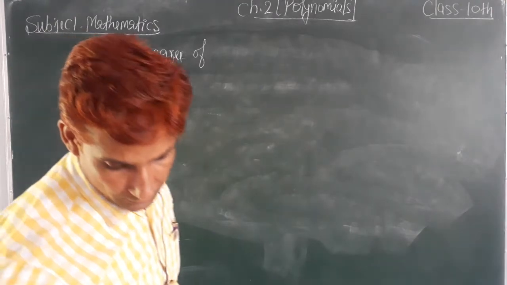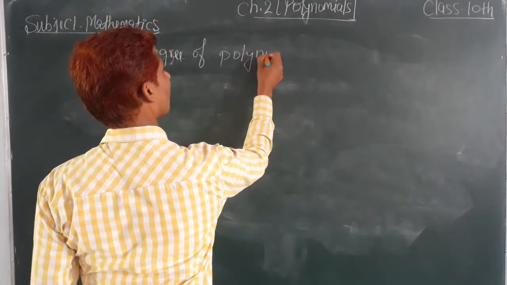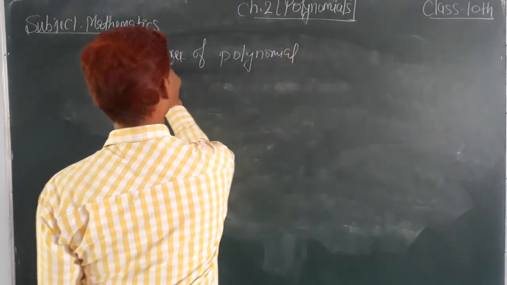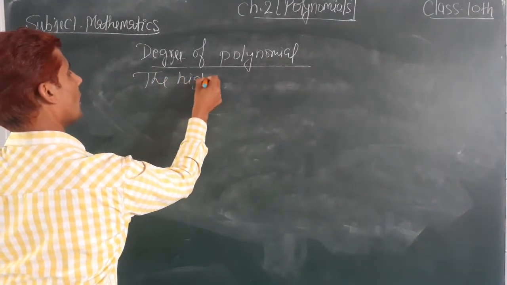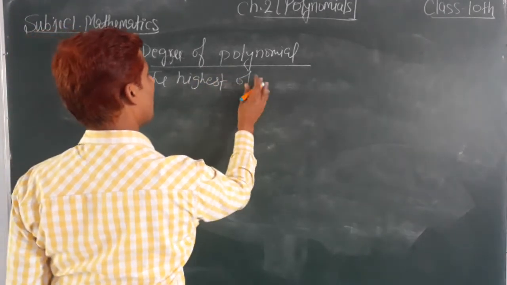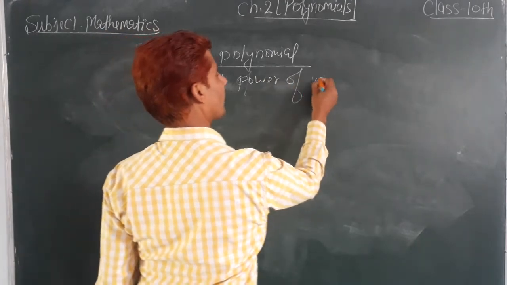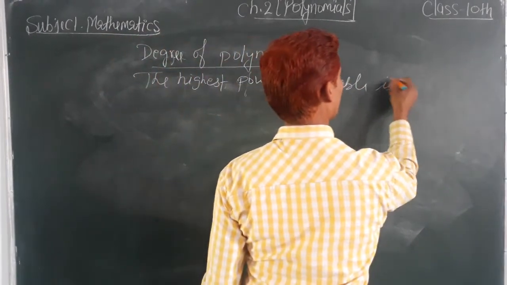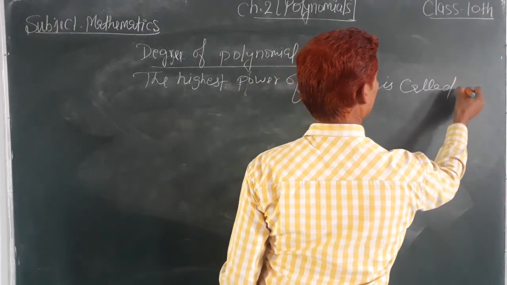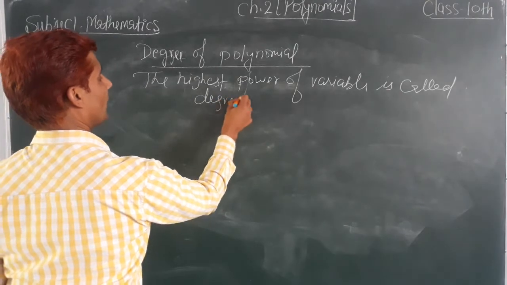Degree of polynomial. The highest power of variable is called degree. The highest power of variable is called degree.